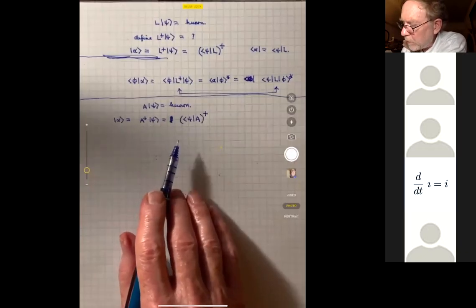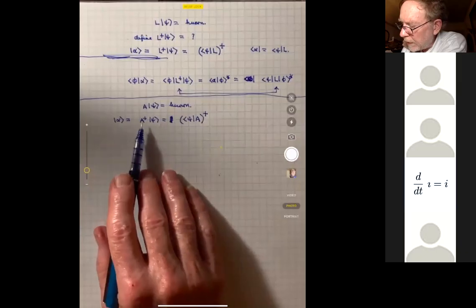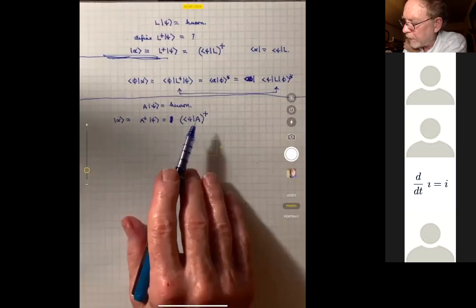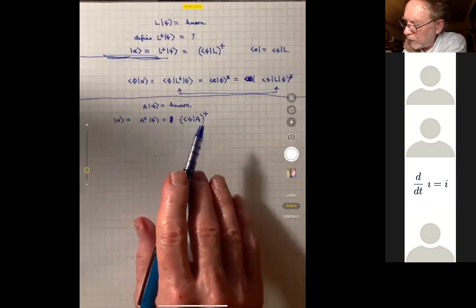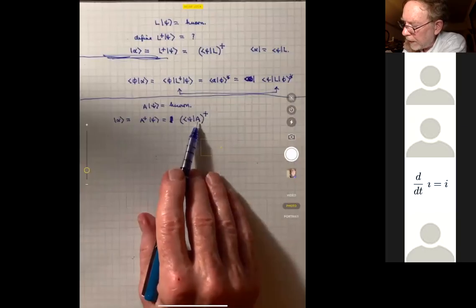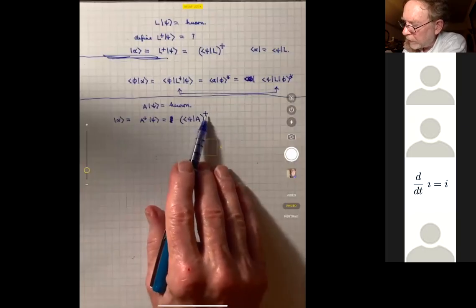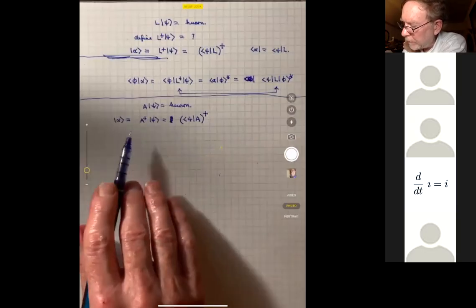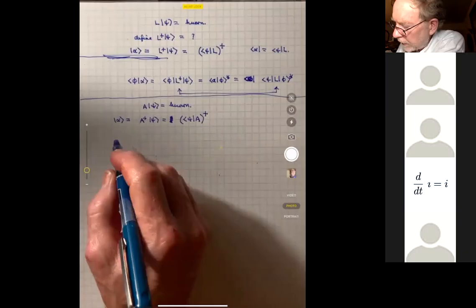And by the way, this makes A dagger into an antilinear operator, since A itself was. There's three antilinear operations over here. One converting ket psi to bra psi, a second one by multiplying by A, which is antilinear, and a third one by daggering again. So A dagger is antilinear if A is antilinear. All right, now then let's do what we did before.